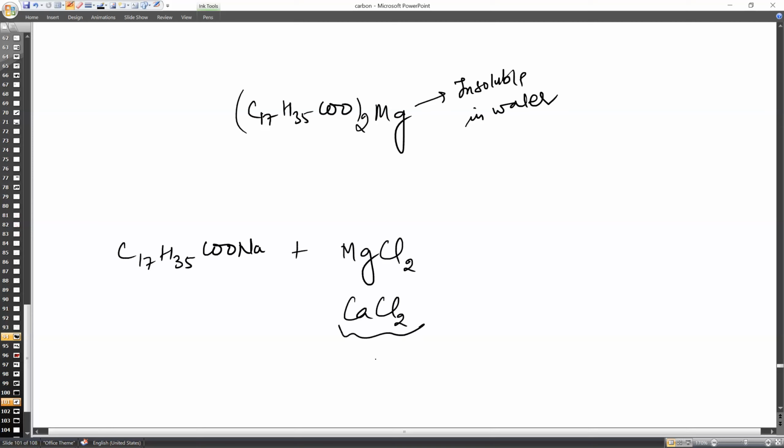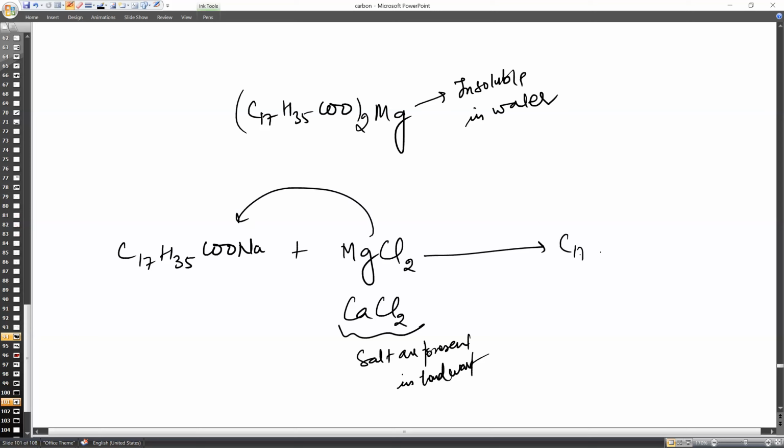So these salts are present in hard water. If they are present, what is going to happen? They will react. Are you getting my point? A displacement reaction will take place, and this will form (C17H35COO)2Mg or (C17H35COO)2Ca, the magnesium salt or calcium salt of carboxylic acid, plus sodium chloride. You need to understand that the magnesium salt or calcium salt of carboxylic acid is insoluble in water.